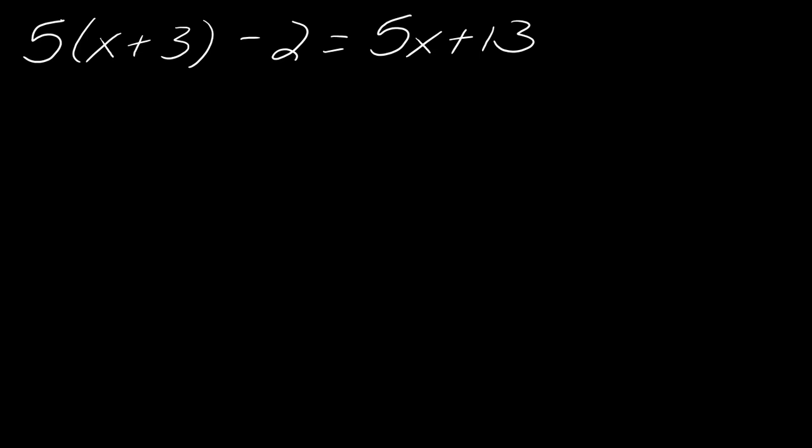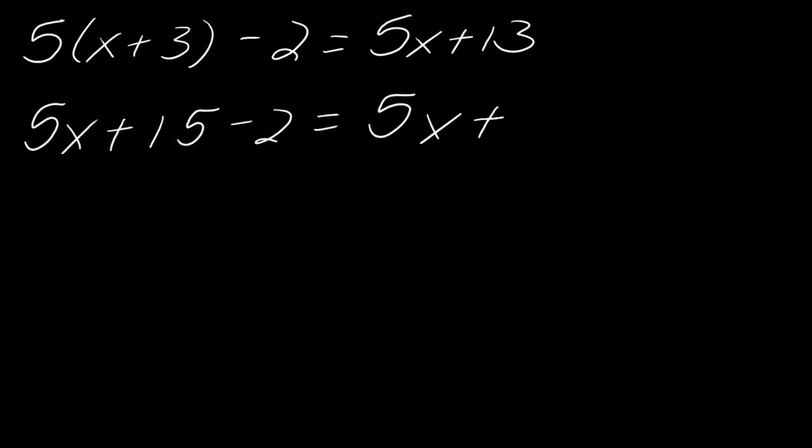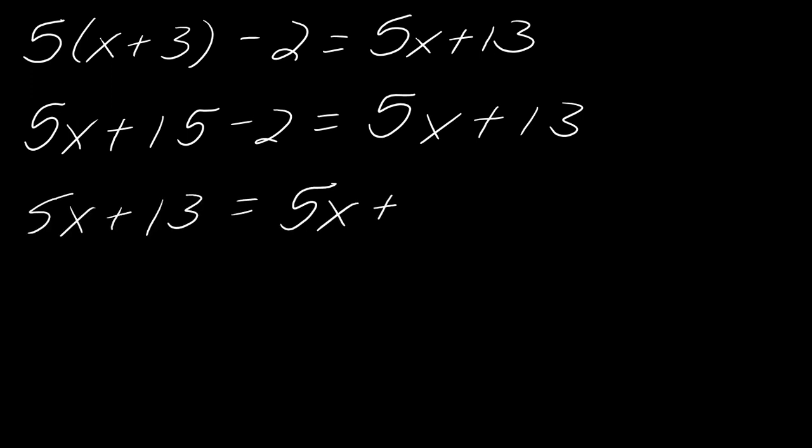Okay, and so from here, we should be able to solve this. So I'm going to distribute the 5. Let me change my pen color. 5x plus 15 minus 2 equals 5x plus 13. Okay, and so now I'm going to rewrite this as 5x plus 13 equals 5x plus 13.